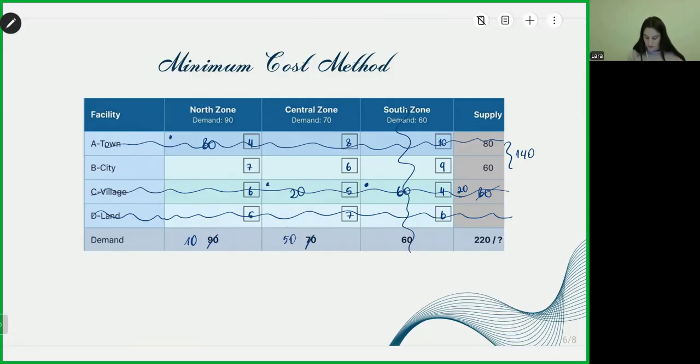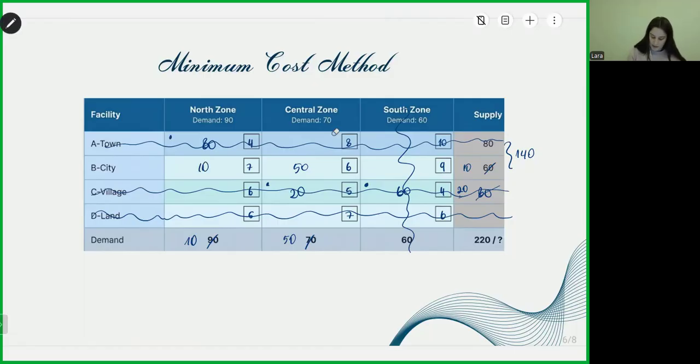So we're going to look, 50 is less than 60. So I'm going to write 50 here. But then I have 10 left here that I can supply from B city. And also, North Zone also needs 10 more. So this also lets you know that you're doing good. And I'm going to write 10 here.